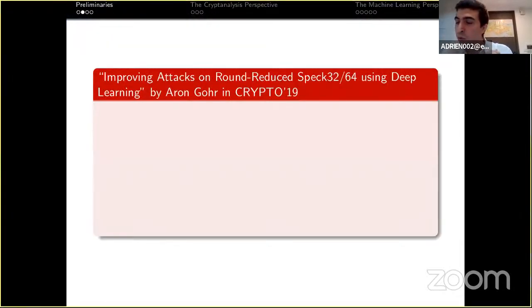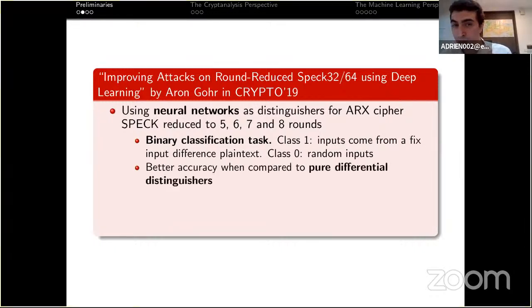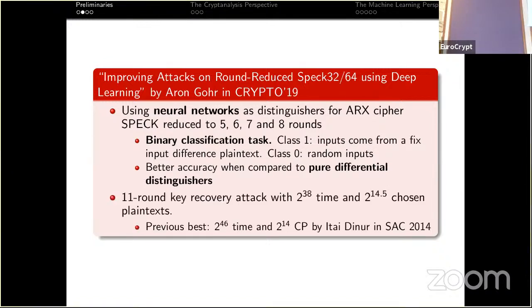In Crypto 2019, Aron Gohr introduced a neural network-based distinguisher, the neural distinguisher, ND. He applied it on reduced rounds of Speck. The binary classification task learned by the neural network is the following. The input is a pair of binary ciphertexts, and the neural network predicts whether the input comes from plaintexts with a fixed input difference or from a random input difference. This neural network performs better compared to pure differential distinguishers. One notable result from Gohr's paper is that he improved the 11-round key recovery attack.